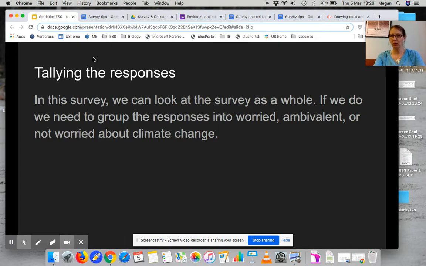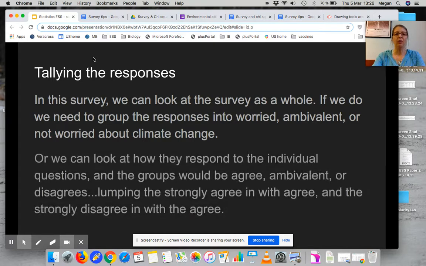But for this particular survey, it seems to be judging how worried people are, or how much control they feel they might have about the environment and climate change. And so you can group the questions and how they respond. Are they worried, or just confused about climate change, or not worried about it? You can group all of the answers into those categories. If you're looking at the individual questions, you can lump those into agree, ambivalent, or disagree. In this example, the 1 and 2 are the disagrees.